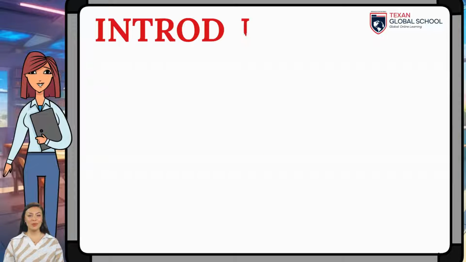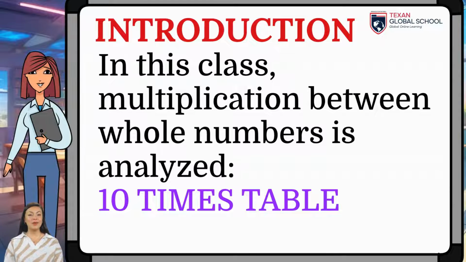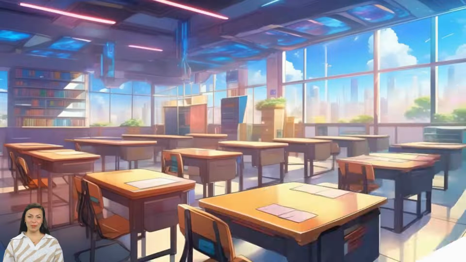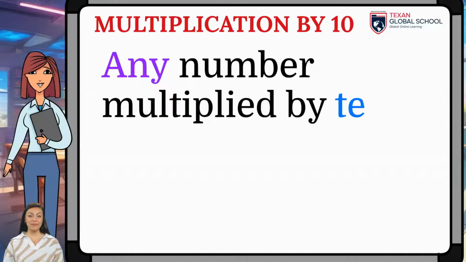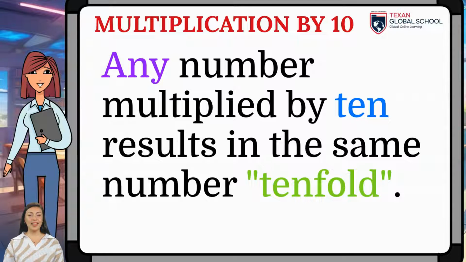In this class, the multiplication of whole numbers is analyzed, specifically multiplying by 10. Remember that multiplication is repeated addition. This means that multiplying implies adding one of them, the number of times of the other. Any number multiplied by 10 results in the same number tenfold. Let's see a first example.